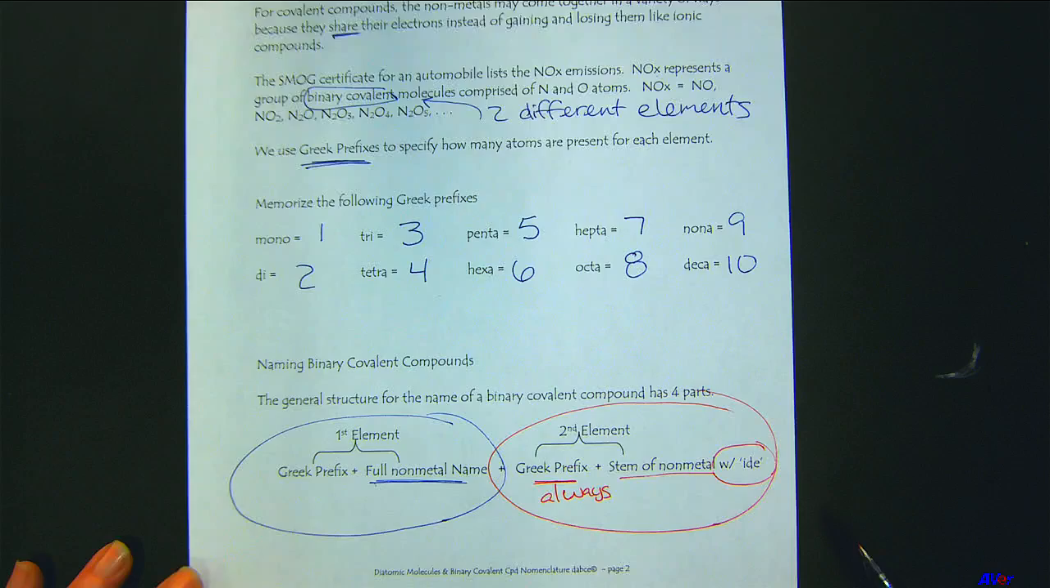All right, so very straightforward. Still two parts, right? Since it's binary, there's only two elements present. So the first element listed will get its full name, and the second element will take on the "-ide" suffix. So let's practice that on the next page.